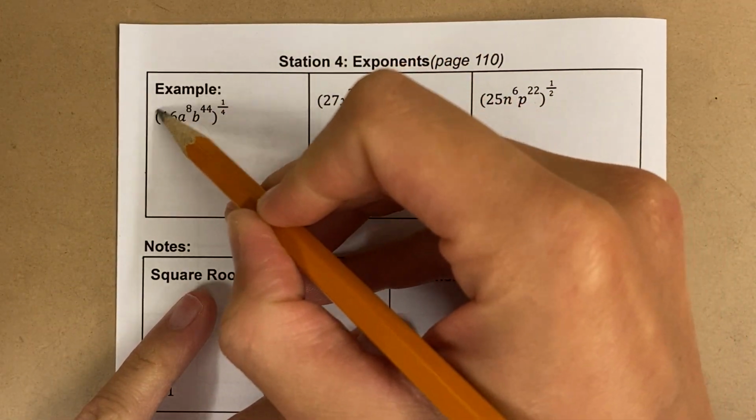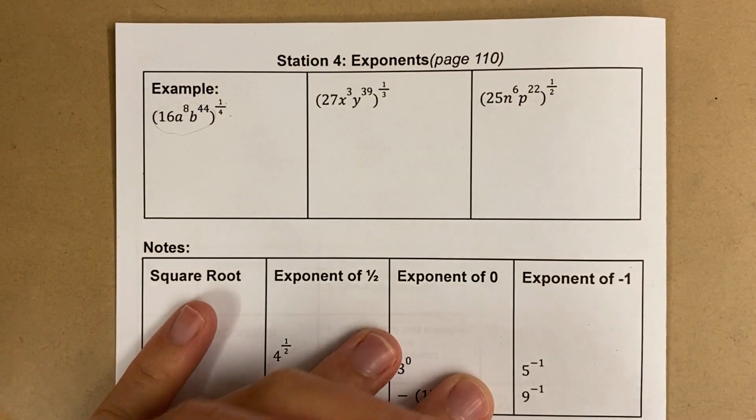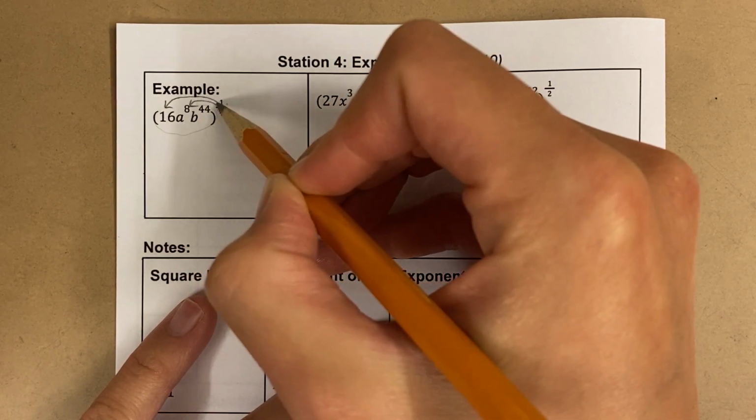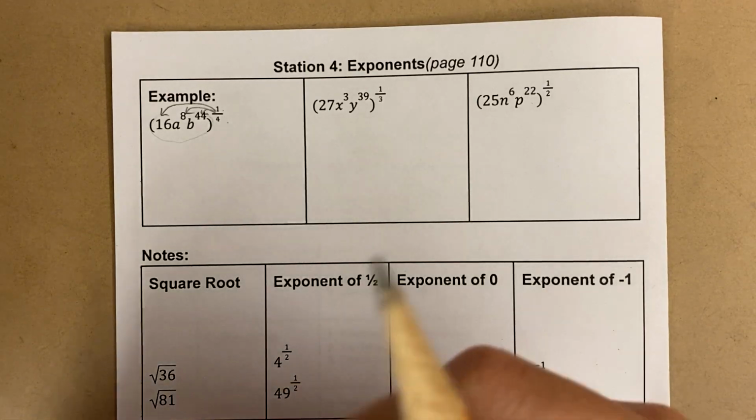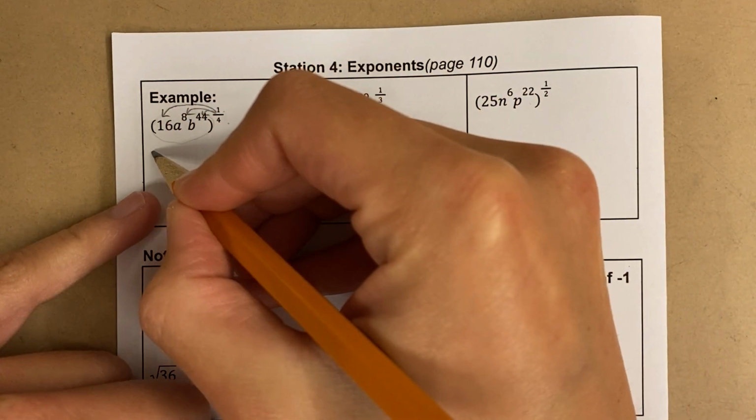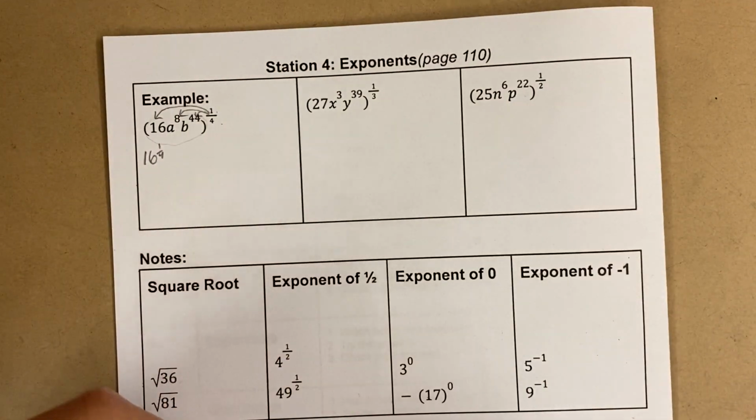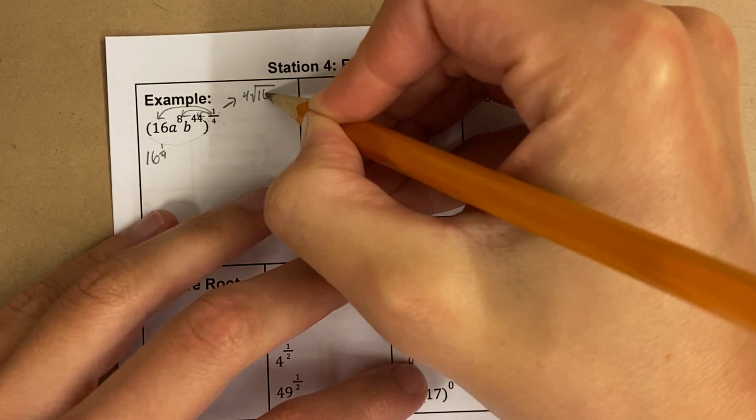We are taking this whole term and we're taking it to the 1/4 power. What does that mean, the 1/4 power? It's going to apply to this, and to this. Okay, so we're going to treat this in two different ways. So 16 to the 1/4 power. Okay, what this means, the fractional power, this is the same as the 4th root of 16.